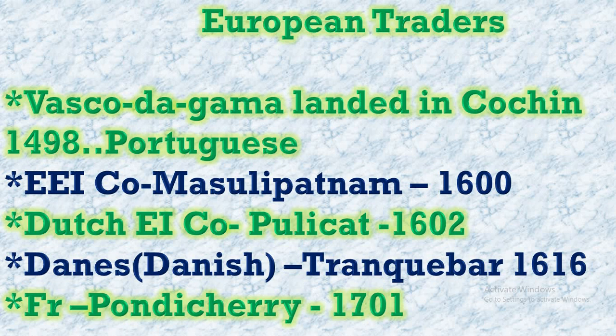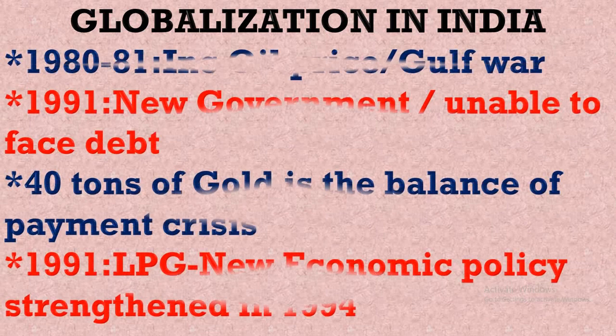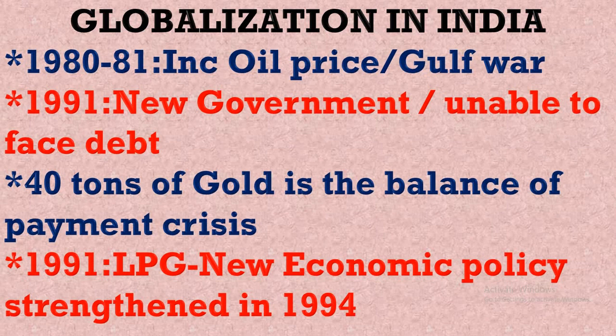We need not worry about the wars. We'll look into globalization. Globalization in India. In 1980, from 80 to 81, there was an increase in oil price. We need oil for everything as fuel. Due to the Gulf War, the Indian government met with a crisis. What was the crisis? 40 tons of gold was the balance payment owed to England. So the government was unable to face this debt.